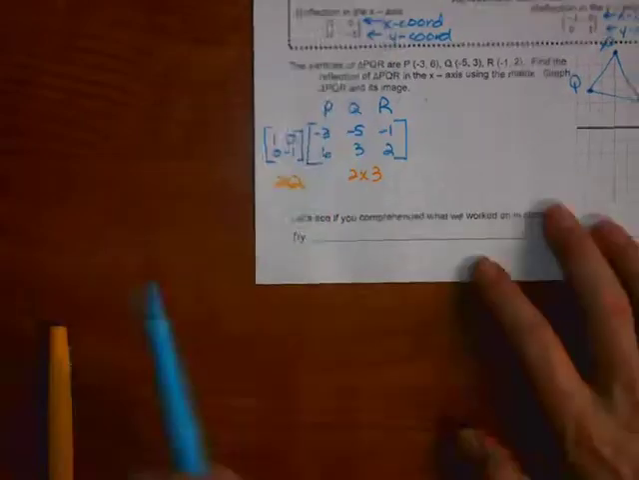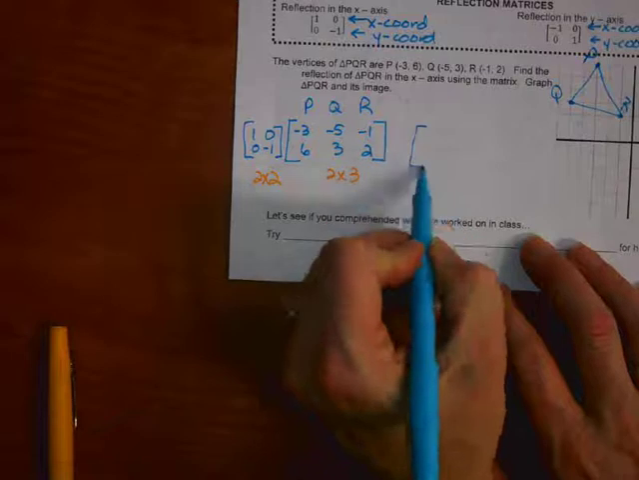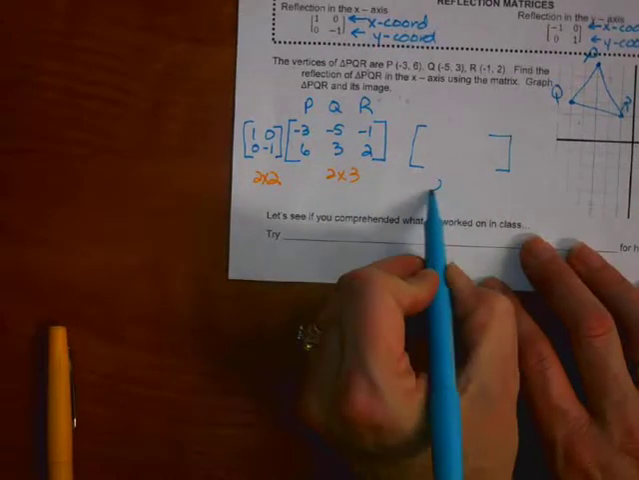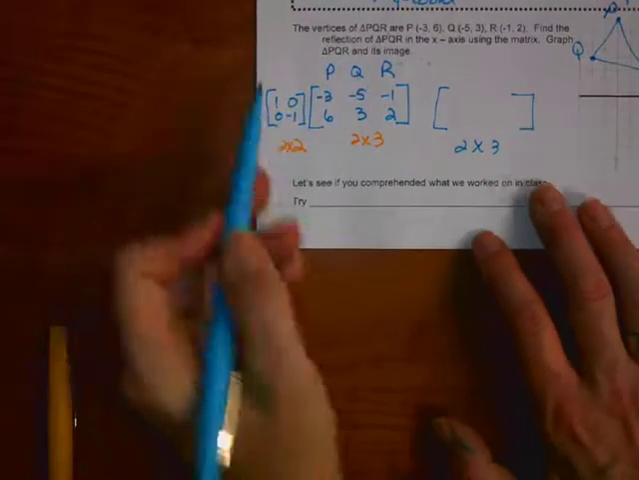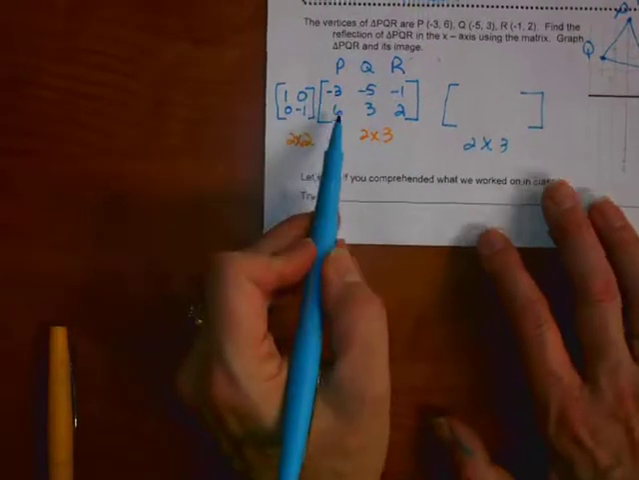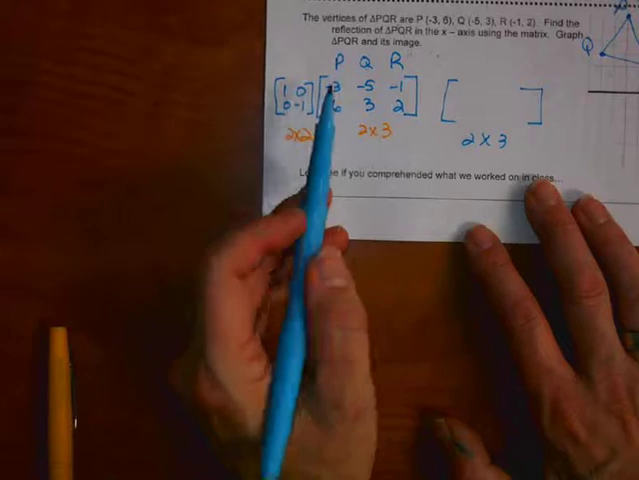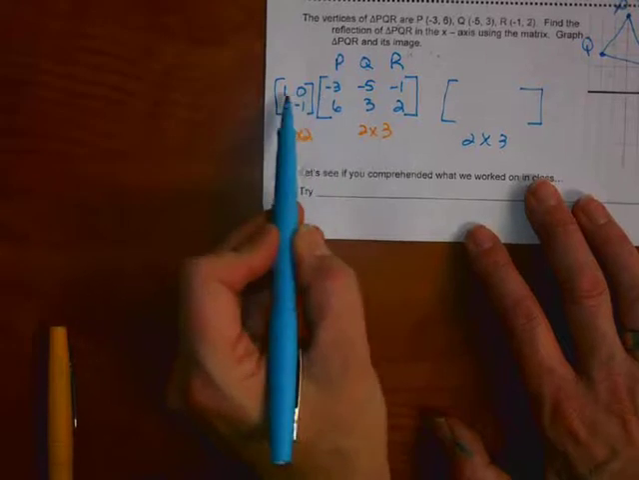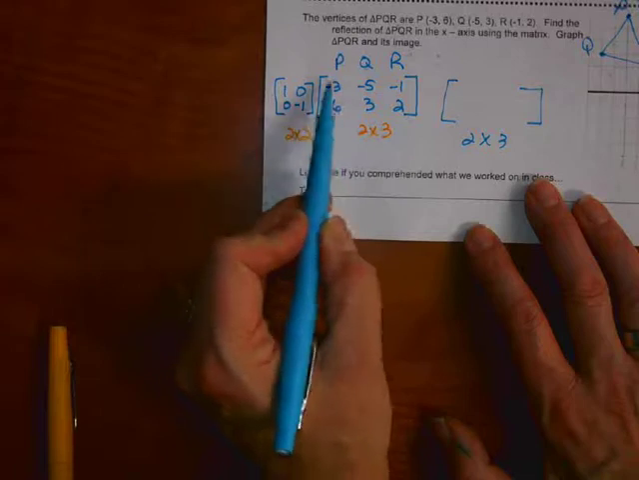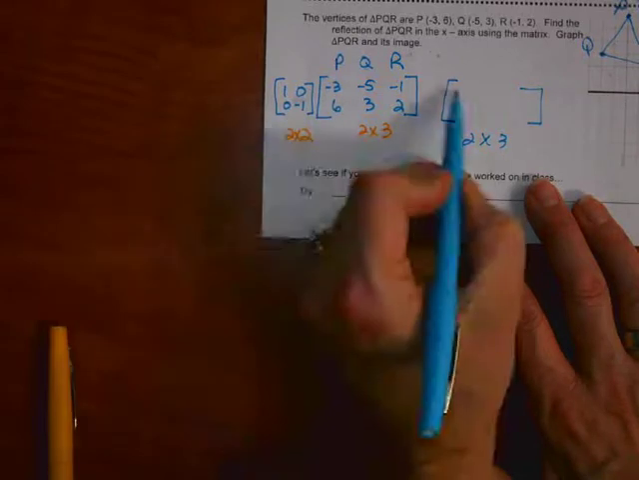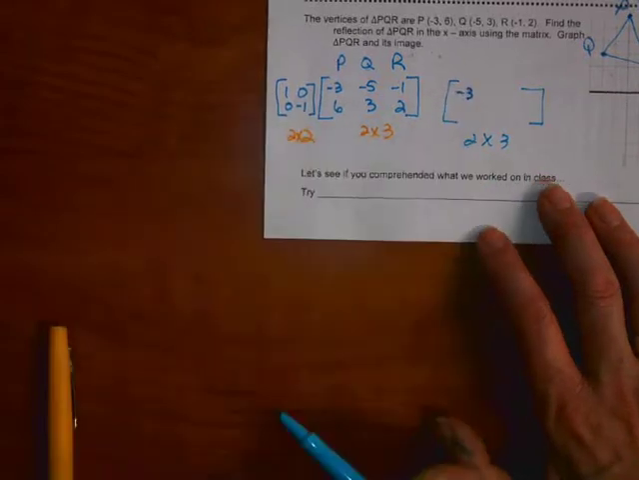Look what happens when we multiply. All right, so let's multiply. We're going to have a 2 by 3 in our answer. Each row by each column. This is Jill's favorite thing to do. Each row by each column. So 1 times negative 3 plus 0. What's 1 times negative 3 plus 0? Oh, look, it stays the same.